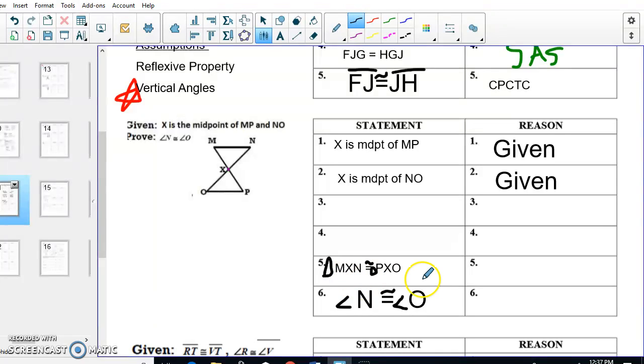Triangle MXN is congruent to triangle PXO, and by what? Well, I'm going to label my picture to figure it out, right? Now, they tell me X is the midpoint of MP.